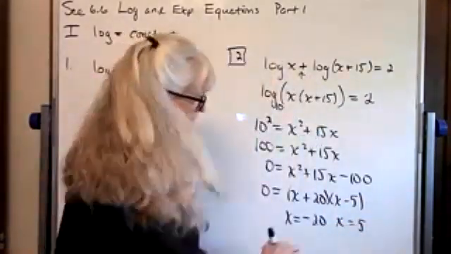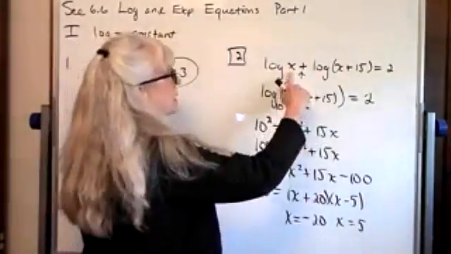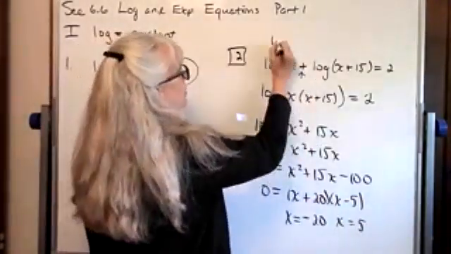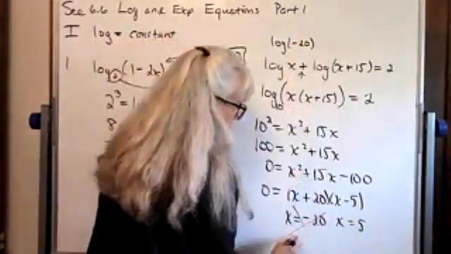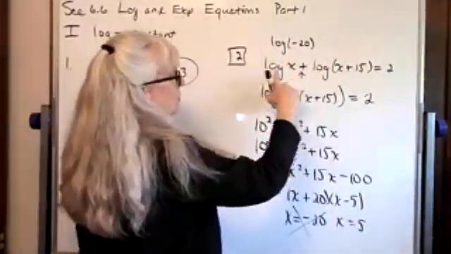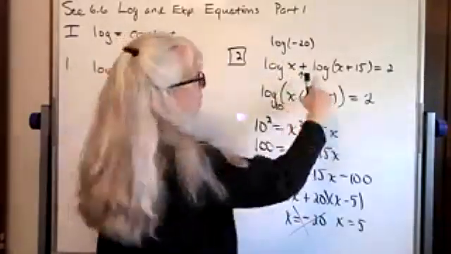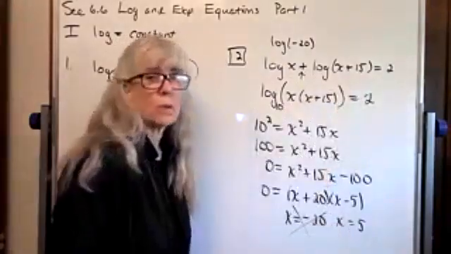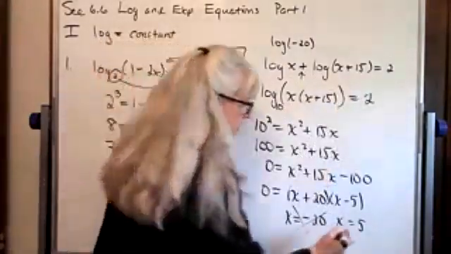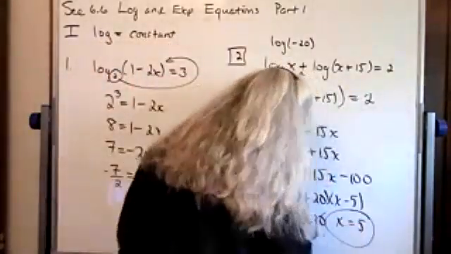So I'm going to pick up this negative 20. I'm going to plug it right here for this x, and that would give me the log of a negative 20, which we can't do. So that one is no good. Let's check the 5. Plugging the 5 in will give you log of 5. That's fine. Over here, if I plug in 5, I'll get 5 plus 15, which is 20. Log of 20 works. So the only one that doesn't work is the negative 20. The 5 is a good answer.